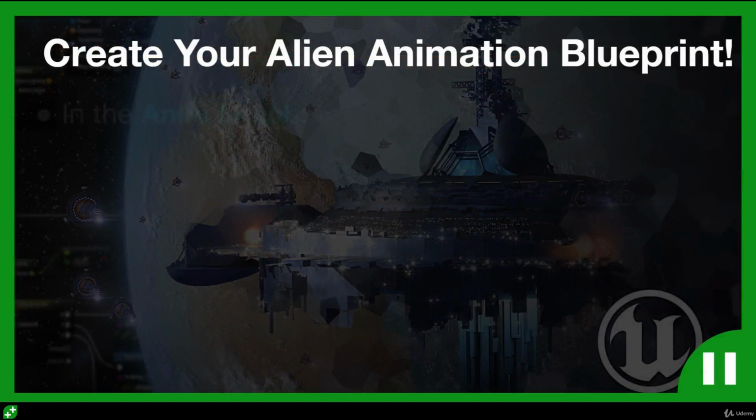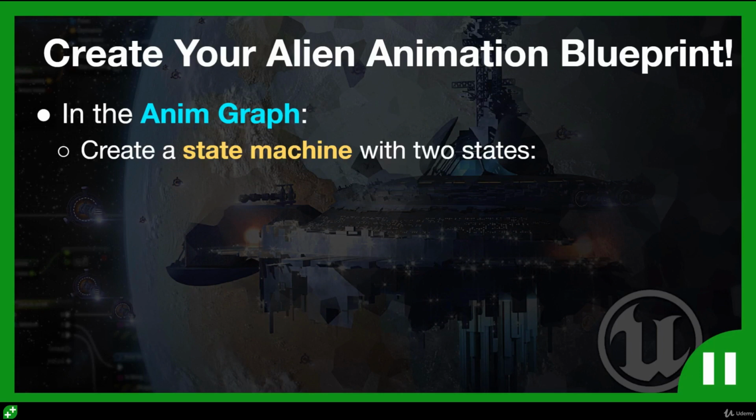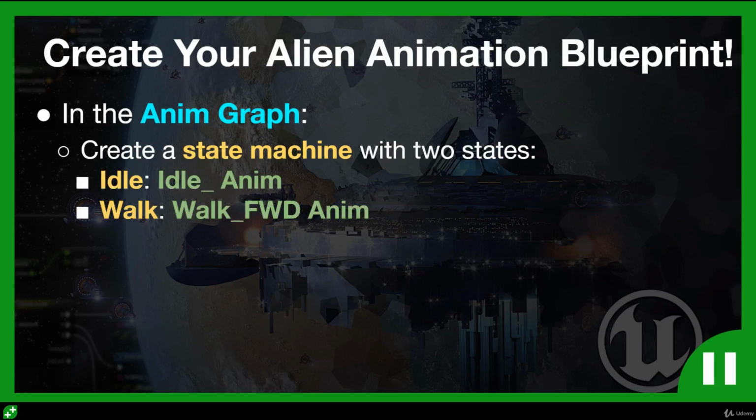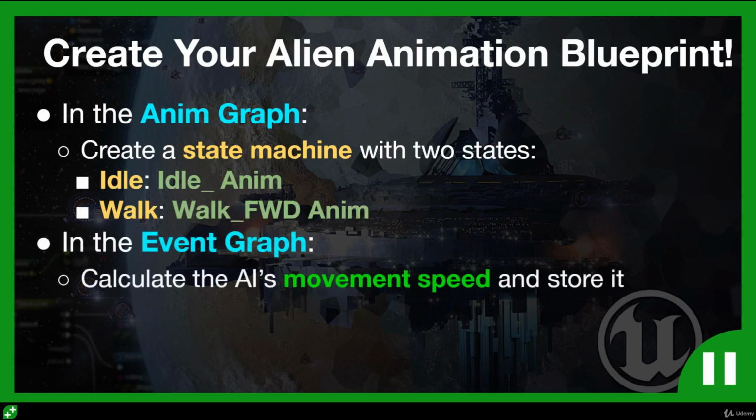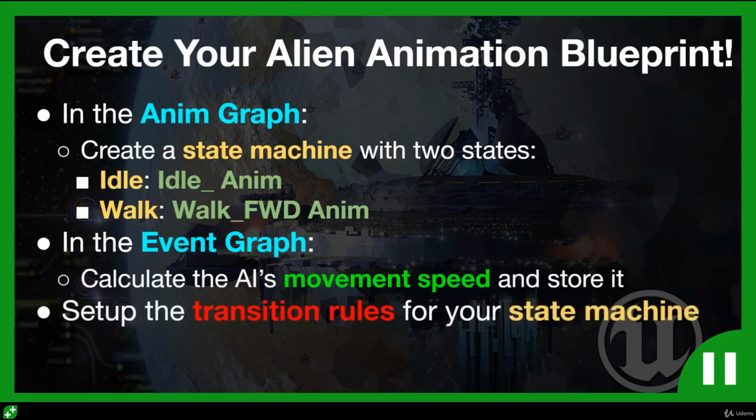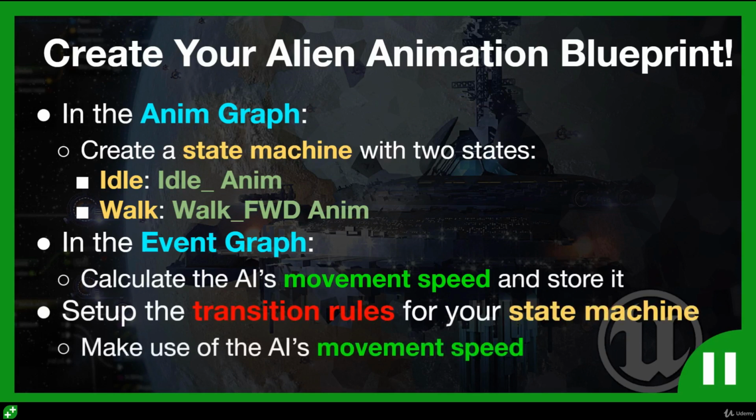Create an animation blueprint for your alien. In the anim graph, create a state machine that contains two states. The idle state, which will play the idle animation, and the walk state that will play the walk forward animation. Then in the event graph, calculate the AI's movement speed and store it as a variable, so that you can then set up the transition rules for your state machine by making use of the AI's movement speed. So pause here and take your time with this. Remember, you can always refer back to your Marine's animation blueprint to help guide you through this if you get stuck. And then once you're ready, come back to the lesson and we can carry on.